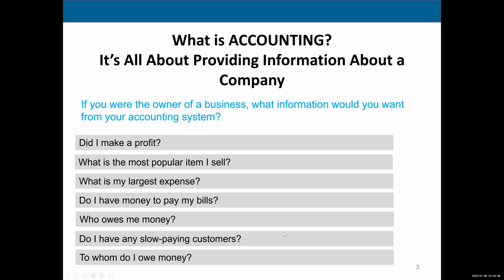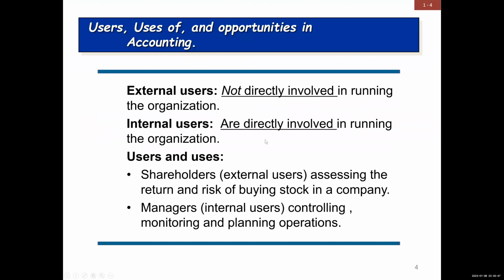And finally, to whom do I owe money, right? That'd be to your vendors for goods and services that you bought. Now, we have two types of users of accounting information: external users and internal users. External users are not directly involved in running the organization. Internal users are directly involved in running the organization.